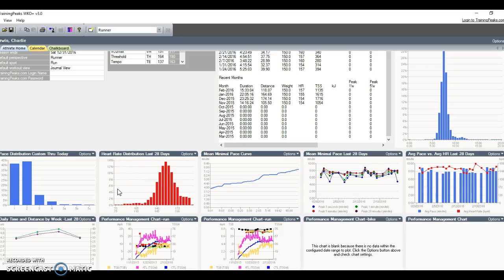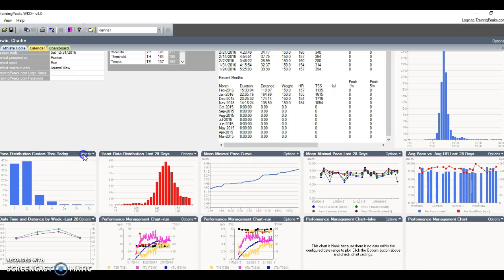So this is the software I was telling you about. This is called WKO, and this is what I use. I'm gonna look at a few charts. I know there's a lot of data on here. I don't mean to confuse you much.